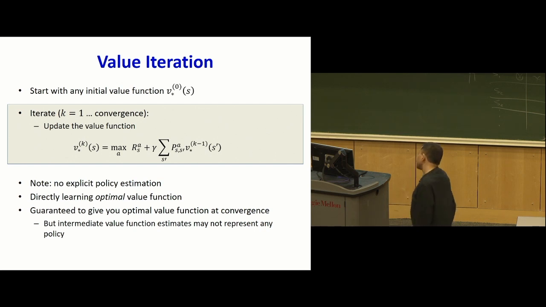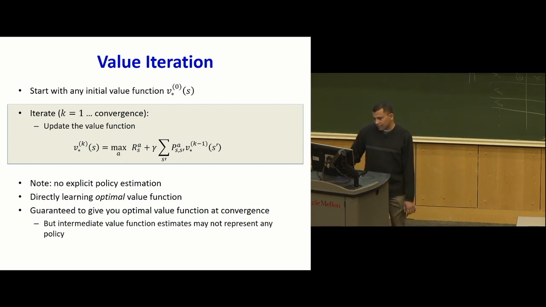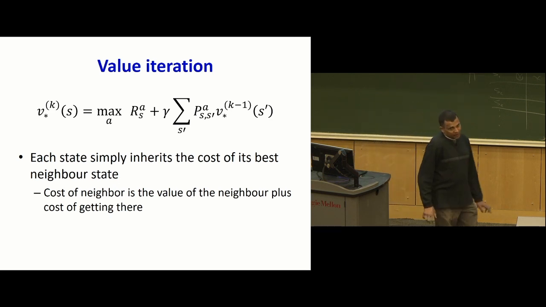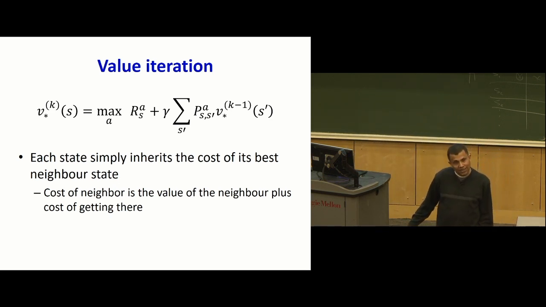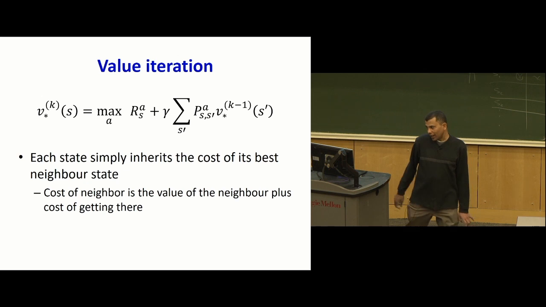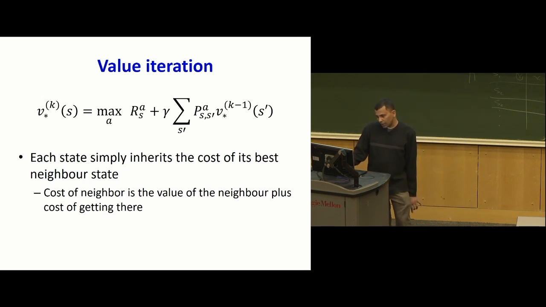So this is the value iteration again. If I just want to say this in words, all that happens is that each state inherits the cost of its best neighbor. That's it, right? It looks like a complicated little equation, but when you think about what is really happening arithmetically, each state is just inheriting the value of its best neighbor. So to see how this actually works, let's go back and look at the grid world again.